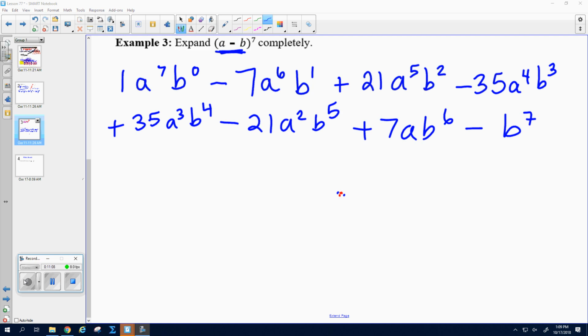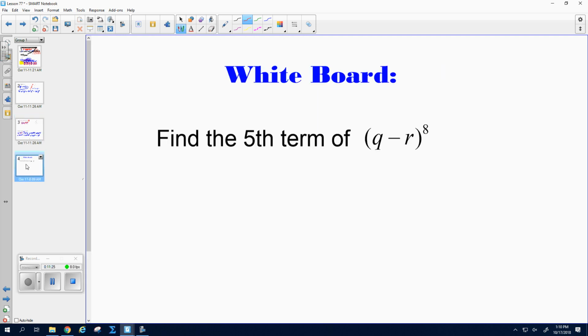All right, you guys, so check and make sure you alternated signs. Make sure your A's are descending by 1 and your B's are ascending by 1 every time. And make sure you have the right coefficients. Also, notice I didn't put the A to the 0 here, and you don't have to put the B to the 0 there if you don't want to. All right, you guys, let's try one on the whiteboards.